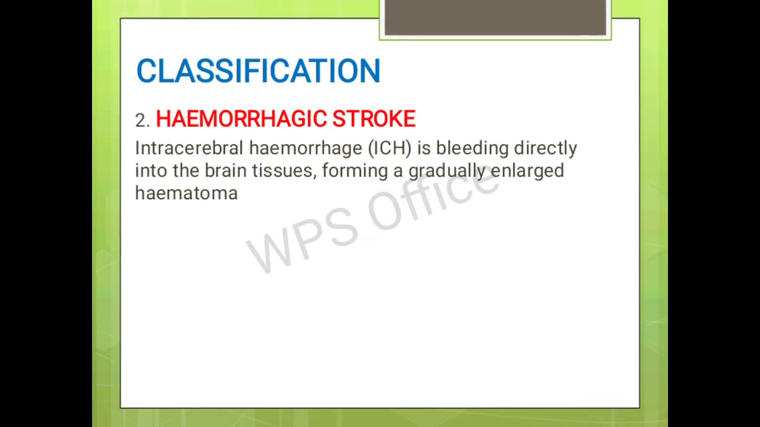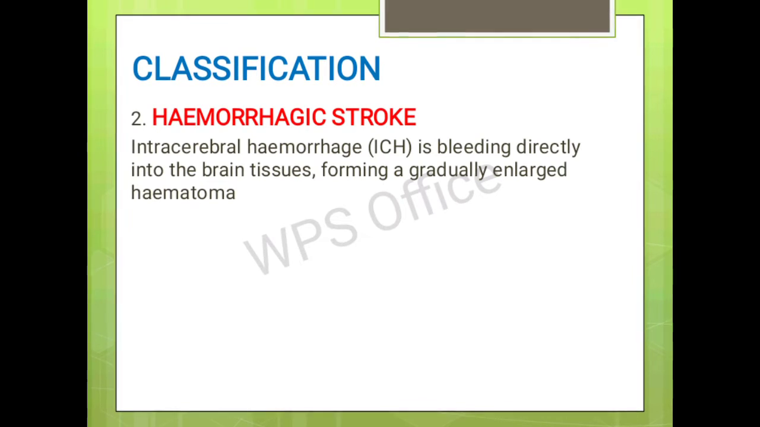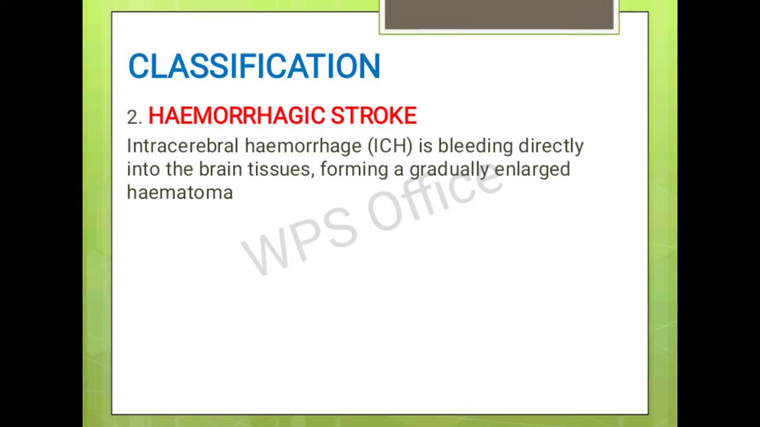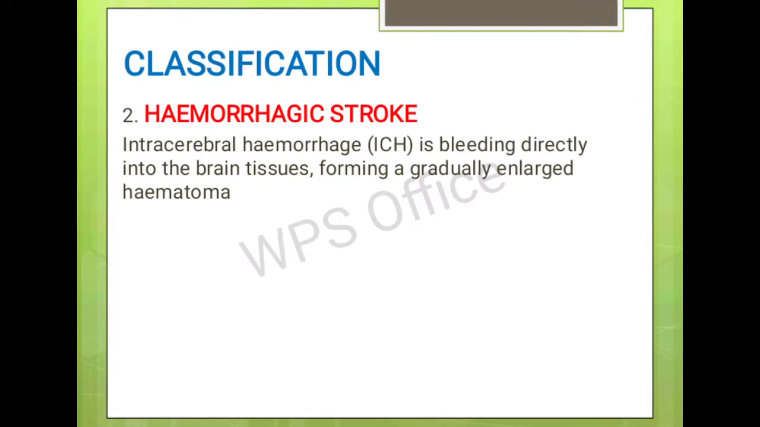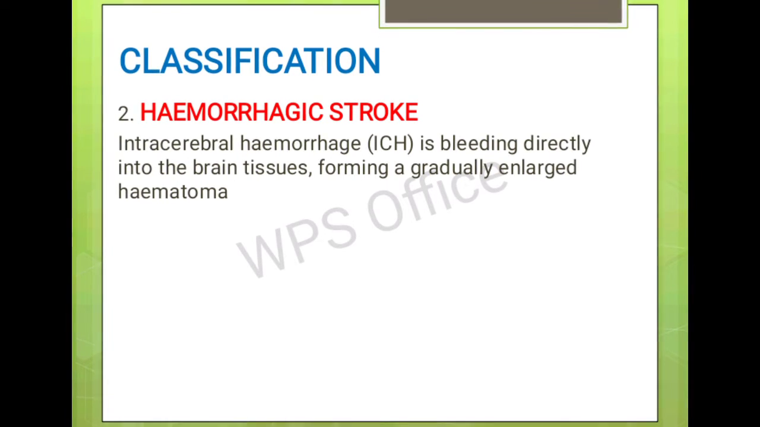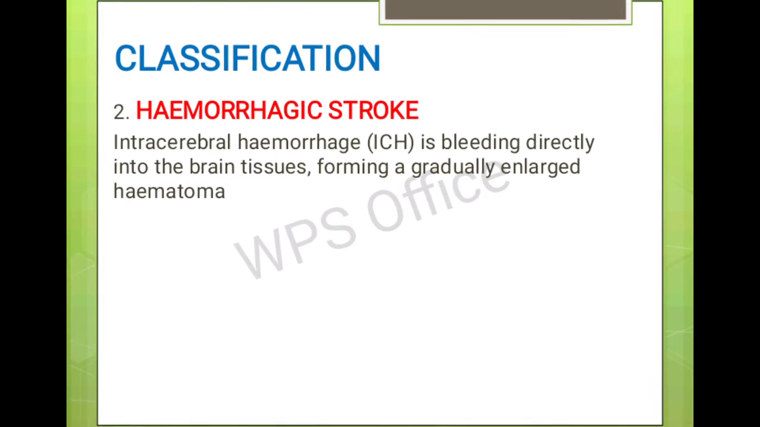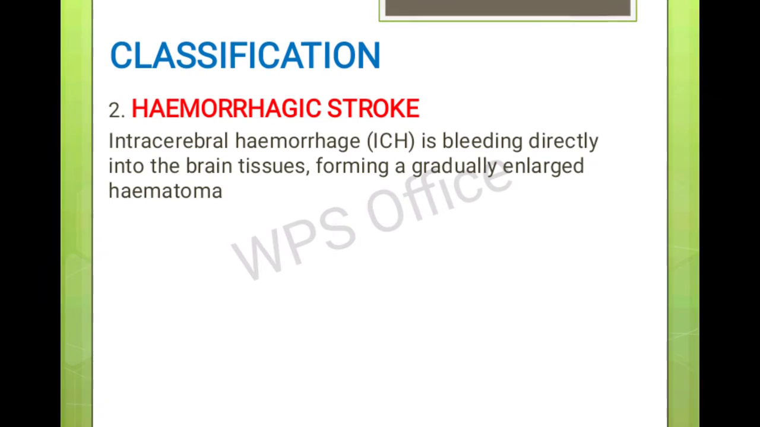Then next is the hemorrhagic stroke. Hemorrhagic stroke is bleeding directly into the brain tissues, forming a gradually enlarging hematoma. So when bleeding occurs inside the brain tissues, it will cause a hematoma. This is known as the hemorrhagic stroke.